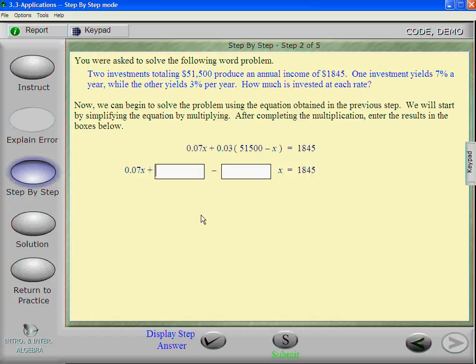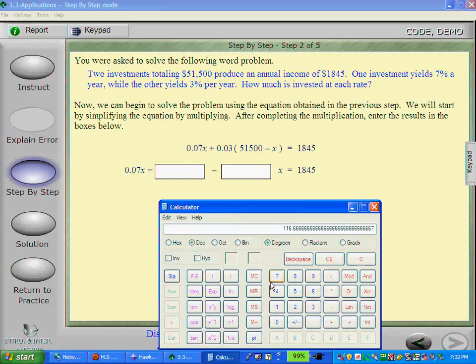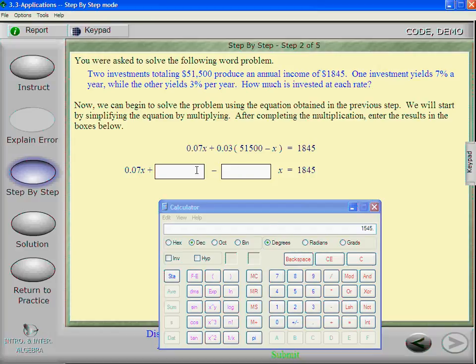So you've got a little bit of work to do to calculate what you have here. If I were to take 51,500 times 0.03 with the first distribution, I get 1,545, and then with the second distribution, 0.03 times negative X is 0.03X, or take away 0.03X, and that equals 1,845.